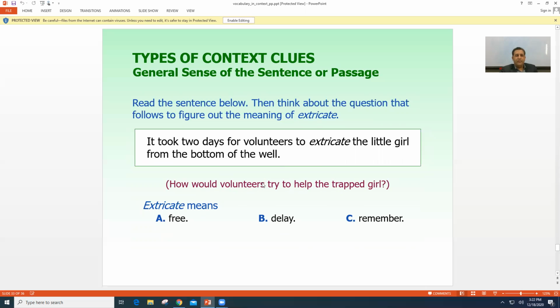So how would volunteers try to help the trapped girl? If you see this context clue, this general sense, you might figure out the meaning of the word extricate. So it might not be delay. It took 2 days for volunteers to delay the little girl? No. It took 2 days for the volunteers to remember the little girl from the bottom of the well? Of course not. And it took 2 days for the volunteers to free the little girl? Yes, to free the little girl from the bottom of the well. So the general sense of the sentence has helped us to figure out the meaning of the word extricate, which could mean free. If the girl is at the bottom of a well, the volunteers would try to free her, of course. So the word extricate means free.